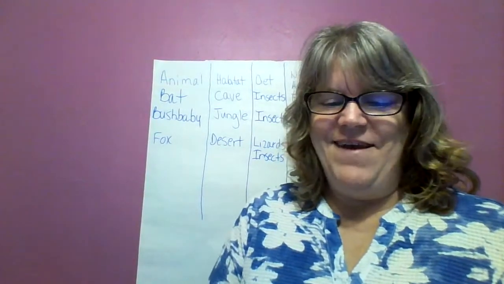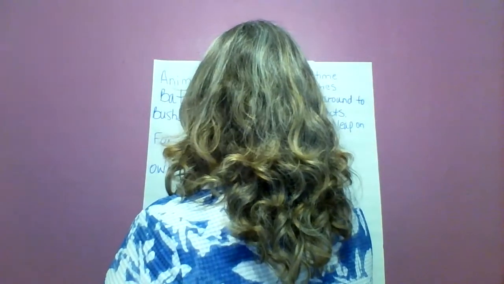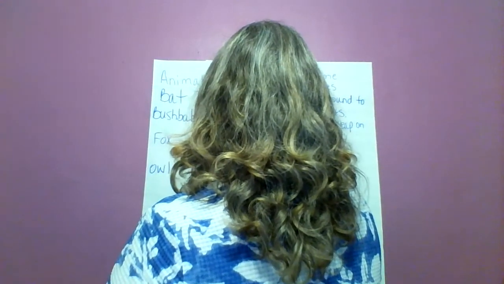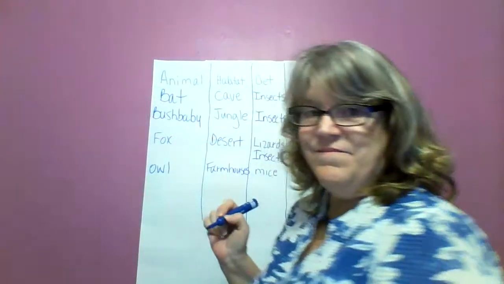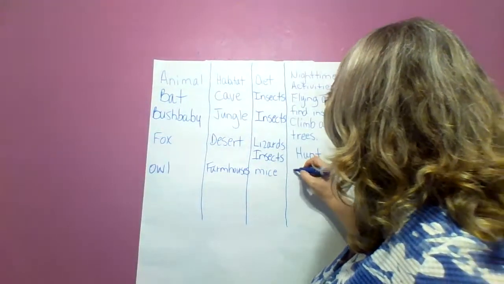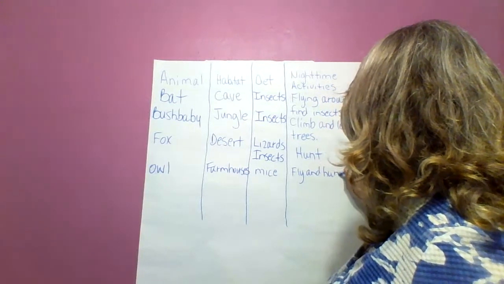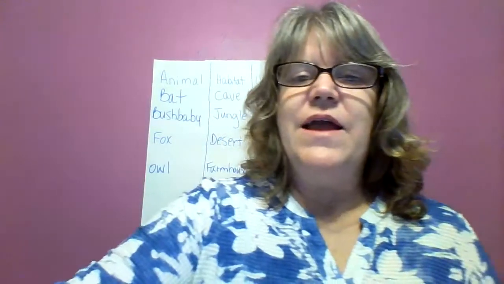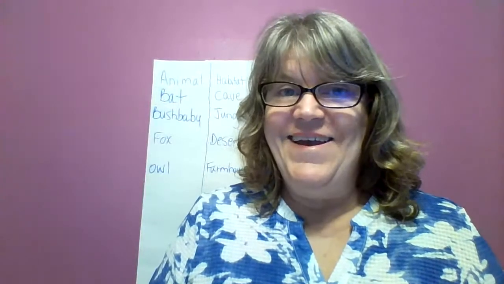So let's see what we have here. We have the owl for our animal. And some of them live in farmhouses. It says that they eat mice and they fly and hunt at night. So we're finding a pattern here, aren't we? A lot of our nighttime animals, their nighttime activity is hunting.